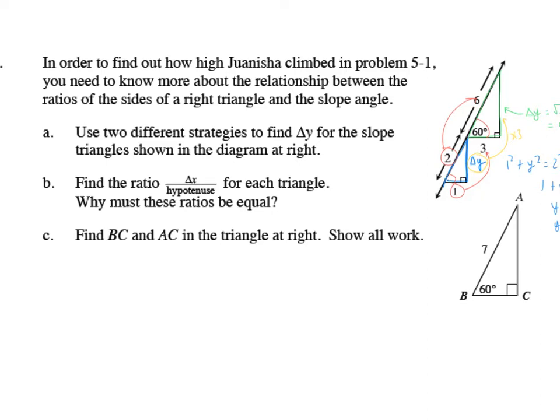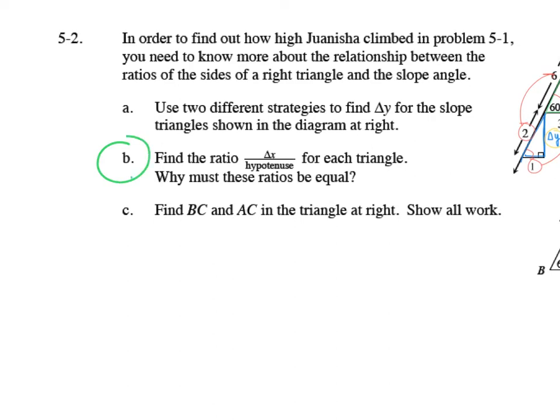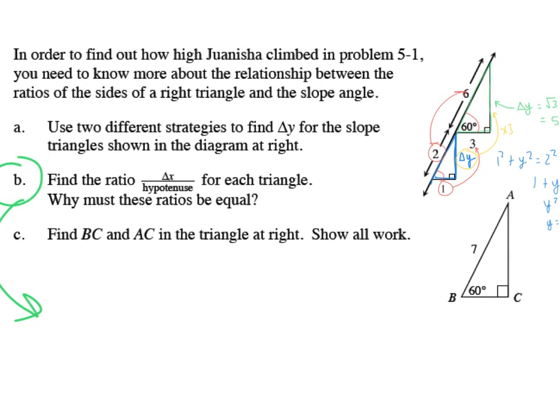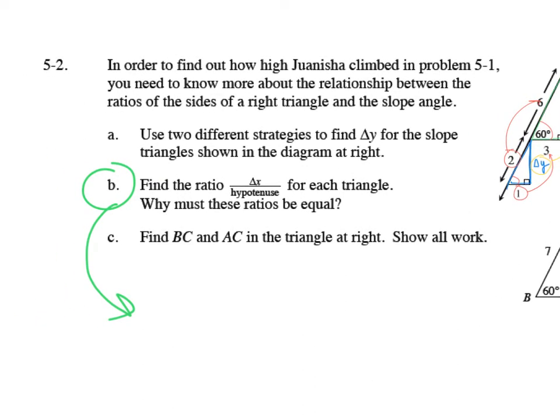Why must these ratios be equal? So looking at question B, that's what I'm answering right now. The change in x in the smaller triangle would be 1 divided by the hypotenuse, which is 2. And then in the bigger triangle, that would be 3 divided by 6. And so hopefully we can recognize that that ratio is 0.5 for both of the triangles.